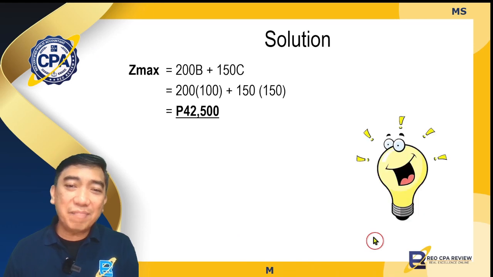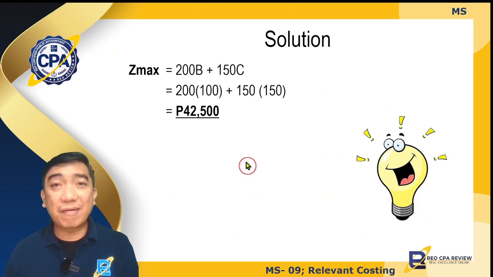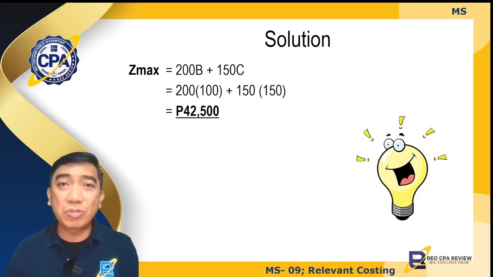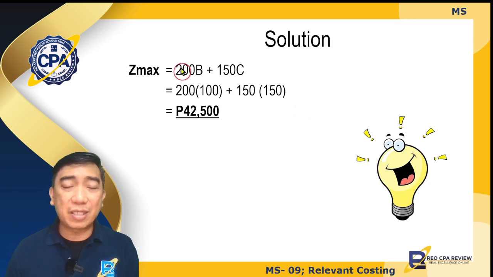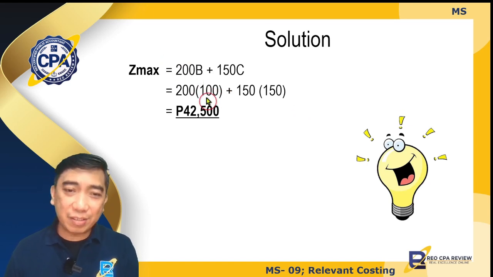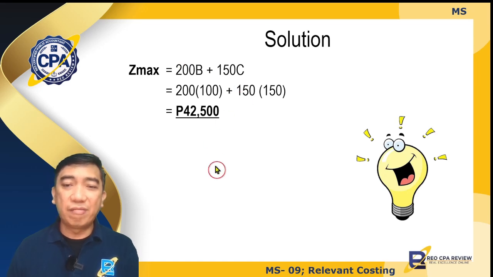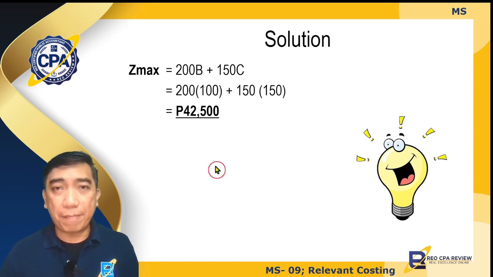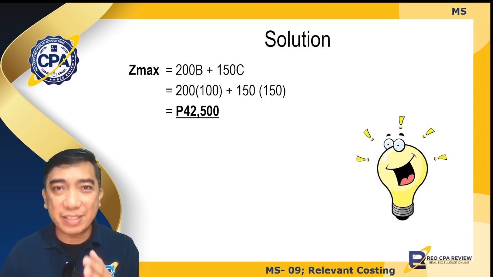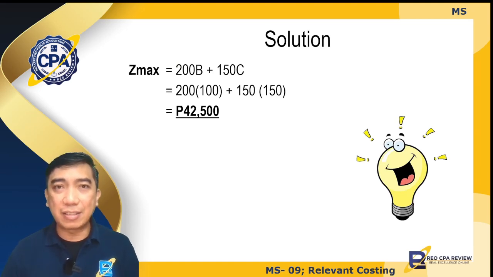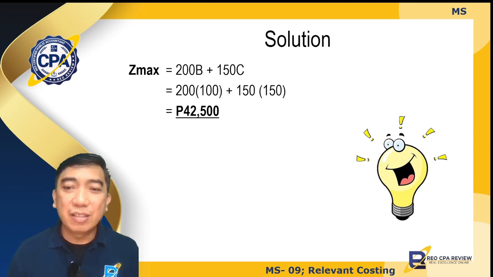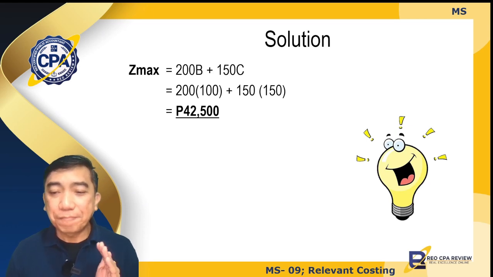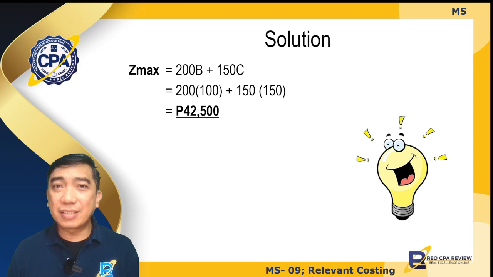Okay? So to determine the next question, what is the profit at optimal mix? I-substitute mo lang yung value ng B at saka C doon sa Zmax equation. So ang tamang sagot, pagka-substitute simplify, 42,500 pesos. Okay, so class, lumalabas ba yan sa board exam natin? Yes, lumalabas yan sa board exam natin. So dapat i-master mo rin yung pag-compute natin ng multiple products with multiple limited resources.